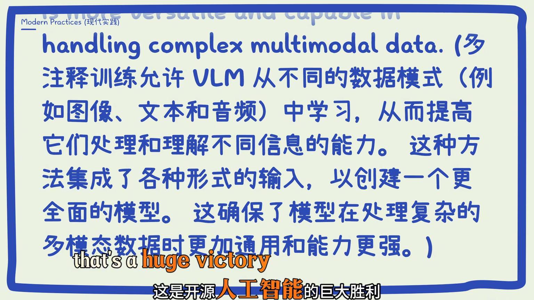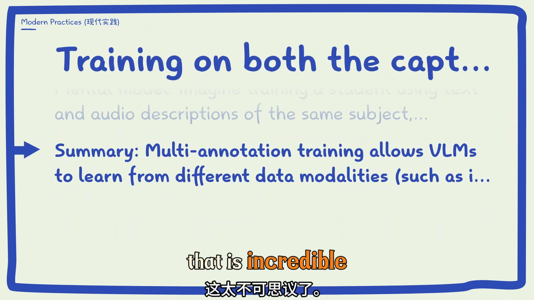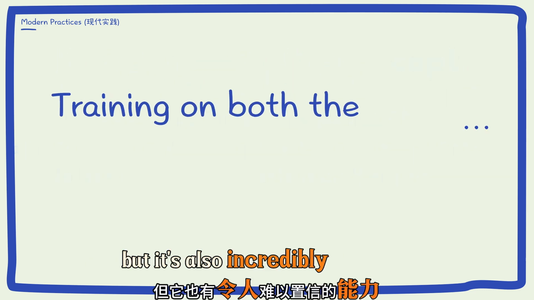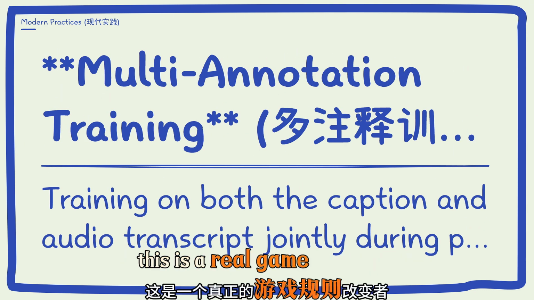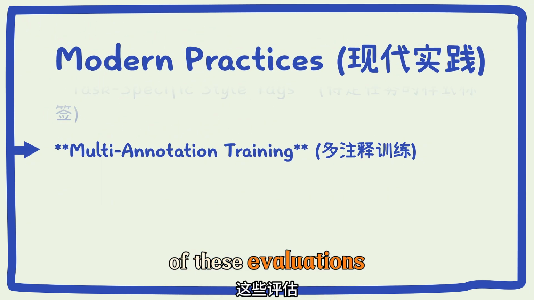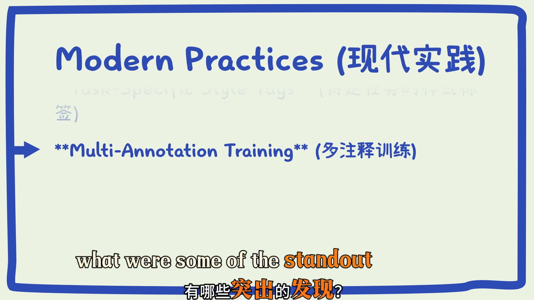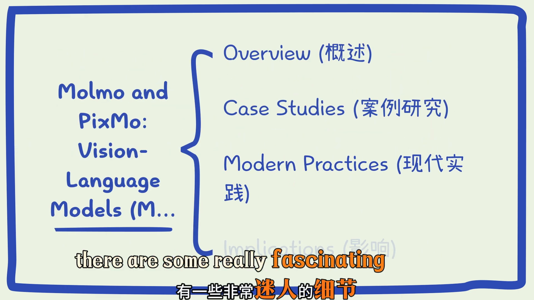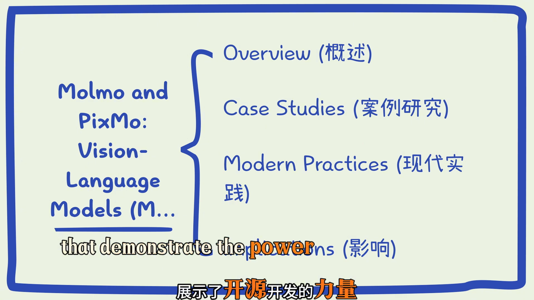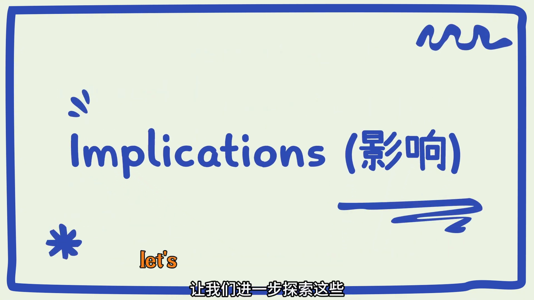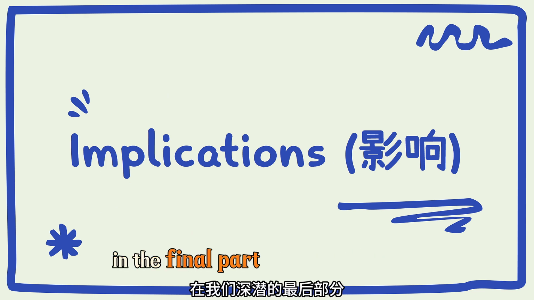That's a huge victory for open source AI. That is incredible. Molmo is not only open and accessible, but it's also incredibly capable. This is a real game changer. But before we get too carried away, let's dive into some of the specifics of these evaluations. What were some of the standout findings that really showcase Molmo's strengths? There are some really fascinating details that demonstrate the power of open source development and Molmo's unique capabilities. Let's explore those further in the final part of our deep dive.